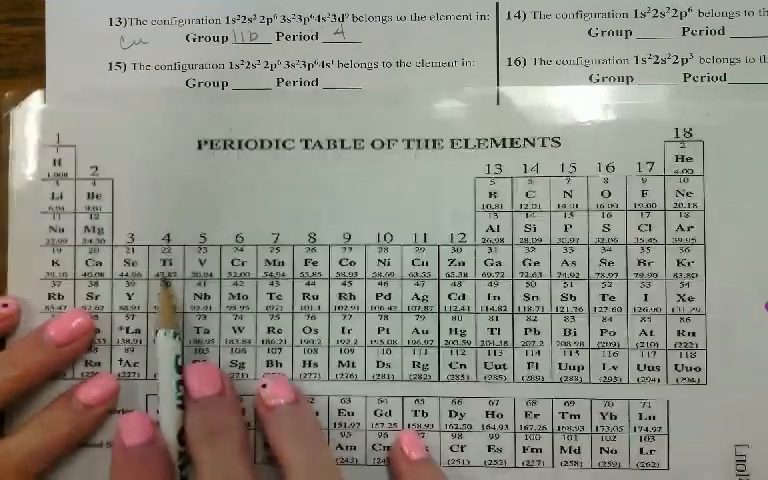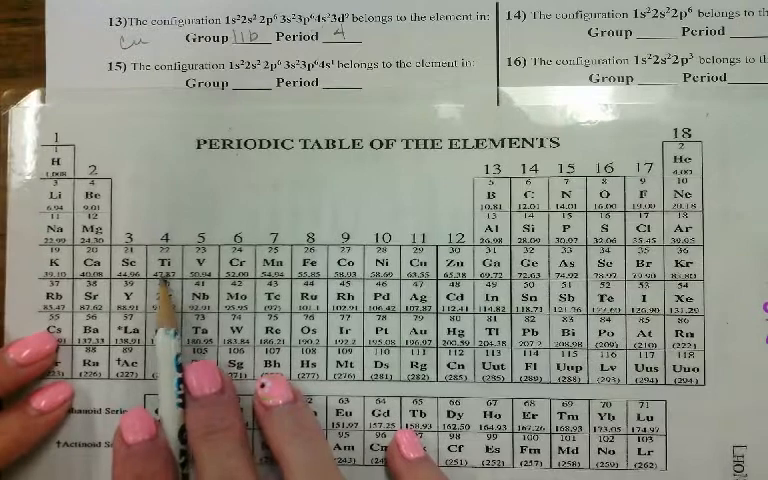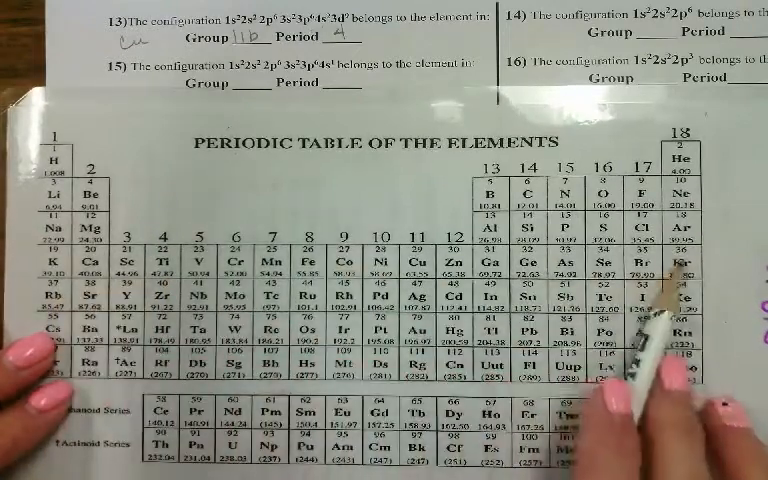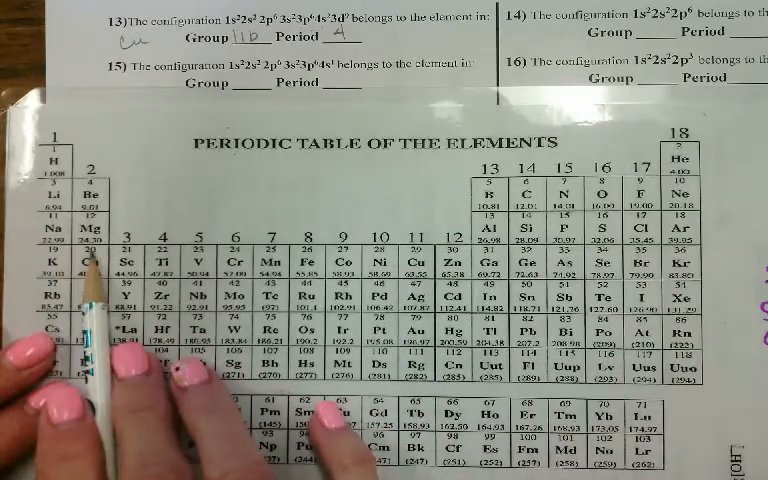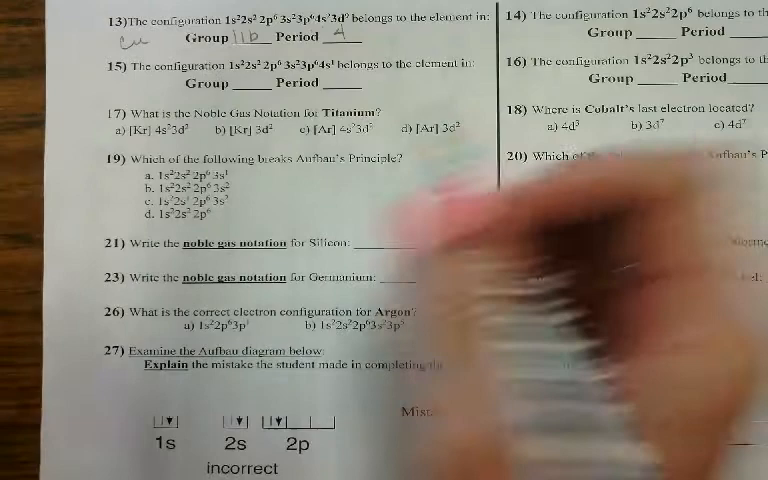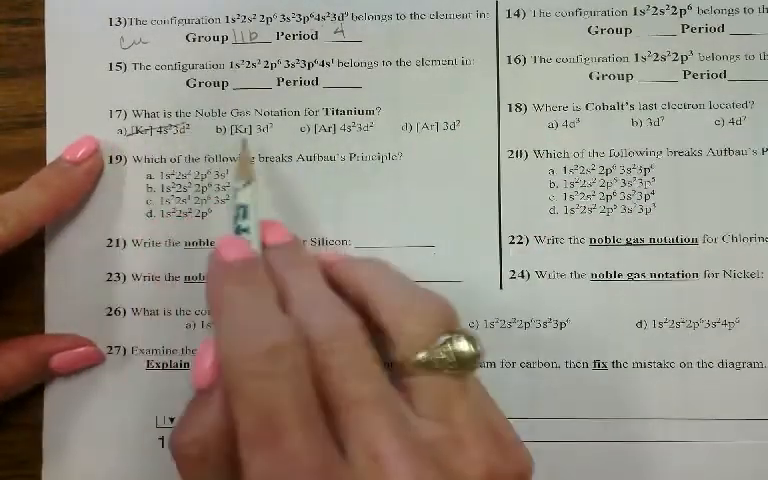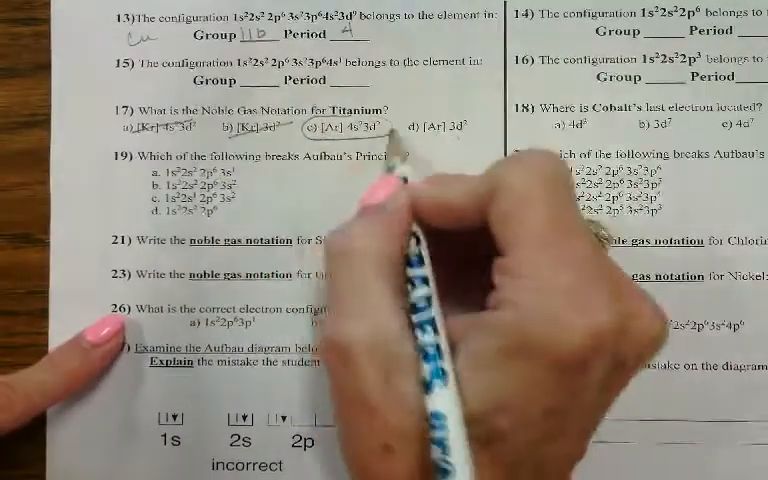So for titanium, we go back and we see what is the last noble gas that had electrons before titanium. So you go back. Argon. So it's argon, 4s2, 3d2. Those are wrong. Argon, yep, there you go, 4s2, 3d2.